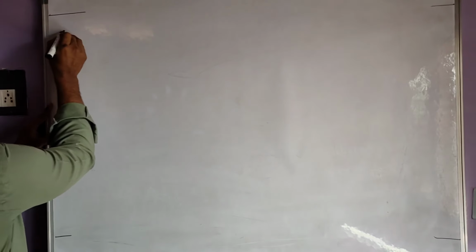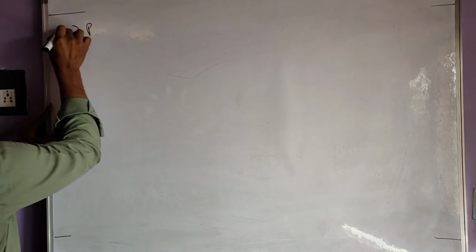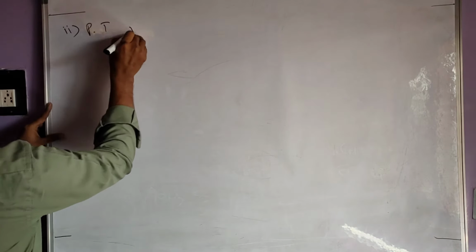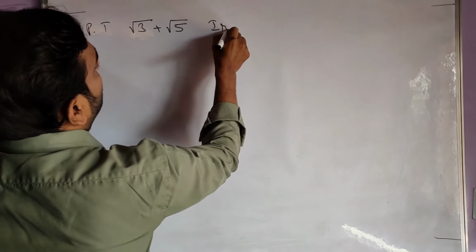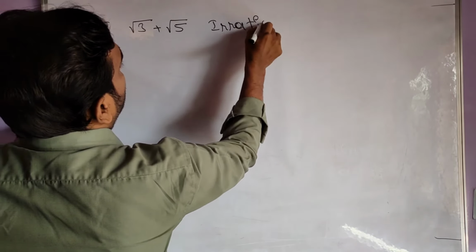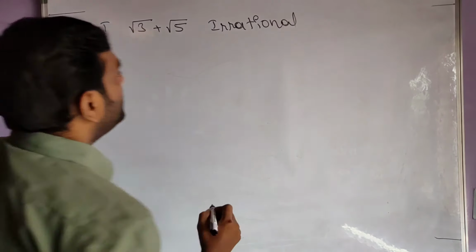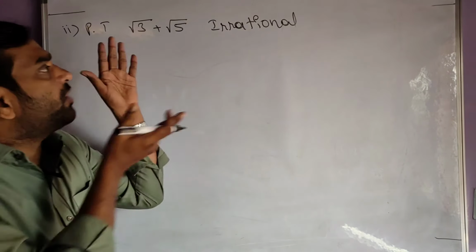In this video, I am going to discuss a topic from real numbers: how to prove irrational numbers. This is from 10th class, first chapter, Real Numbers, Exercise 1.4. Here the question is like this: prove that root 3 plus root 5 is an irrational number. This is what we have to prove.